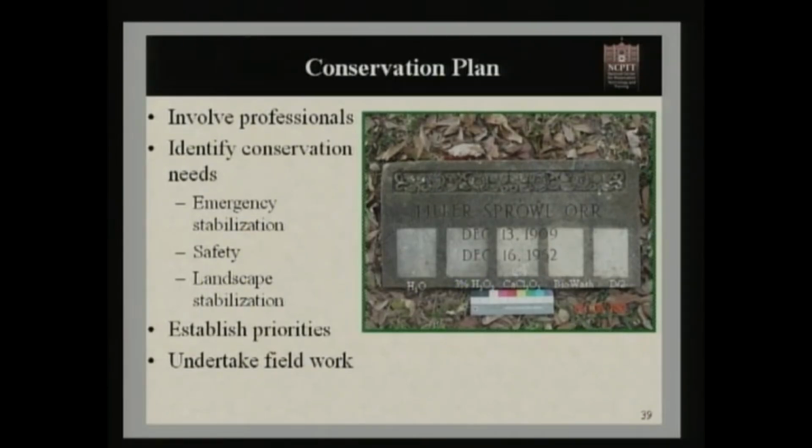So let's look at identifying conservation needs. Those needs are those objects that may be historically significant, or they may be in a location that has a high visual impact on your cemetery. If you have a broken grave marker, or a grave marker that doesn't look so good, that's at the very front of the cemetery or in a prominent place, that might be something that you would prioritize highly. You also have to consider how much work you can do, and how much you're going to have to bring in professionals to help you.